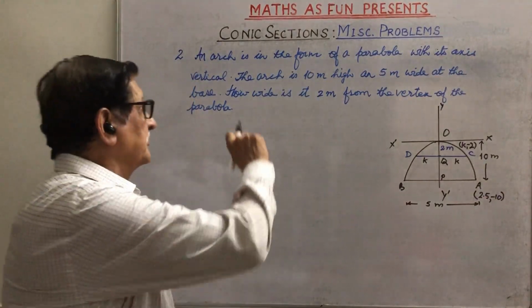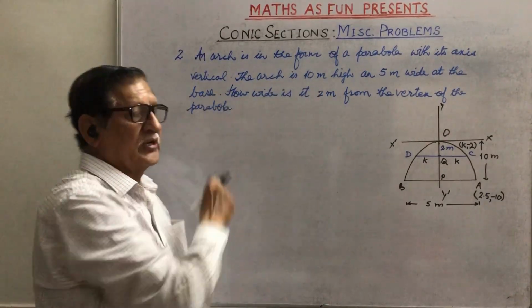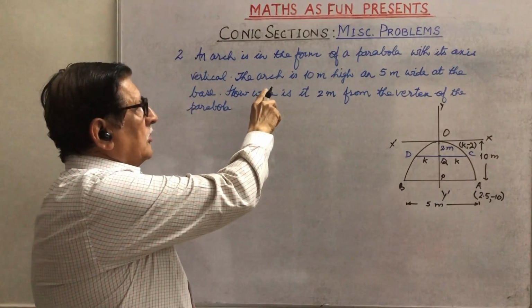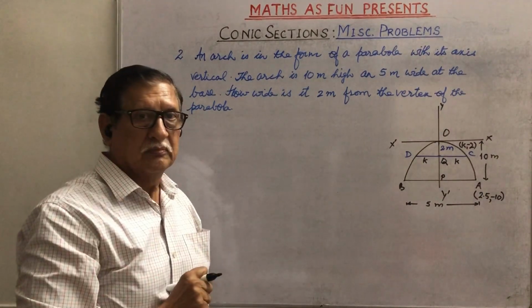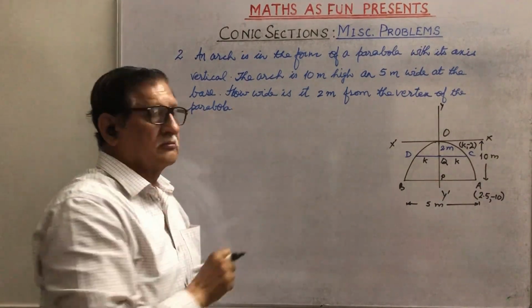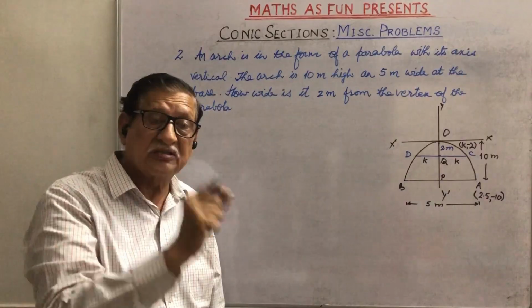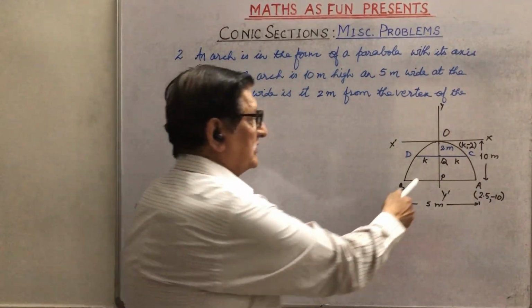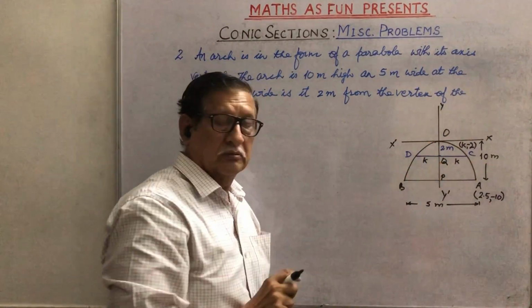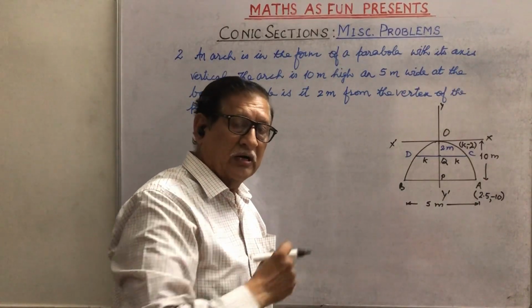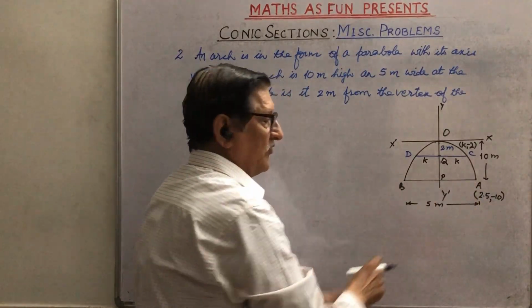The next problem we discuss here is, an arch is in the form of a parabola with its axis vertical. The arch is 10 meter high and 5 meter wide at the base. How wide is it at 2 meters from the vertex of the parabola? Since the axis has been given vertical, we can consider the parabola vertically downwards. This is the depth or height of the arch, which is 10 meters. The width at the base is 5 meter.